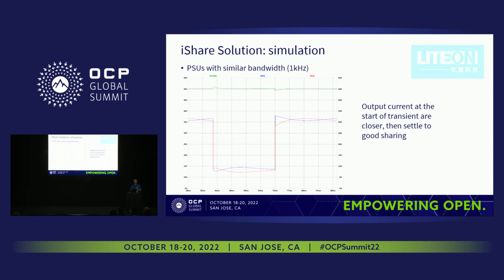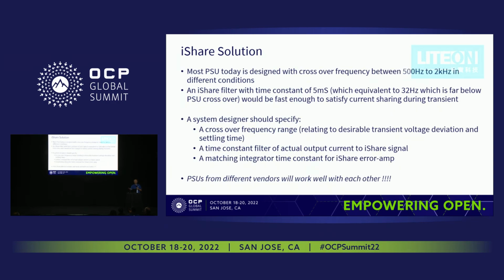This same principle, with us at LITEON, there was a program where we worked with other vendors to make them interoperate, and I applied the same principle. It came out pretty well. So that is basically all of my presentation today.